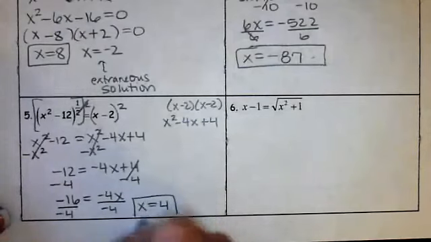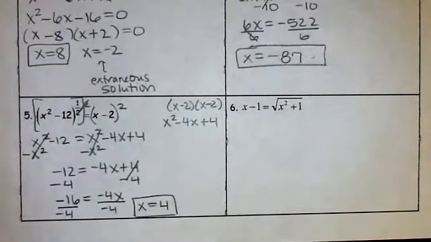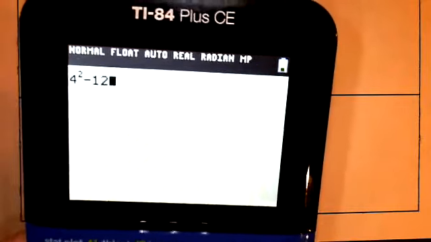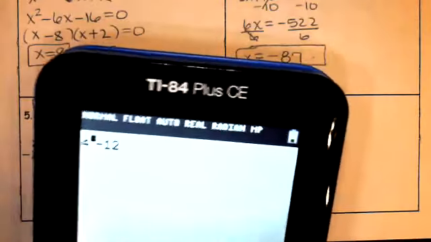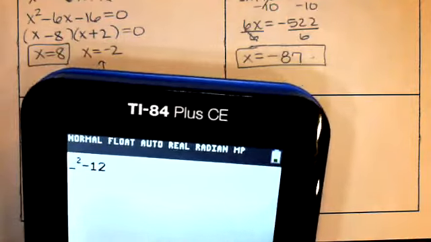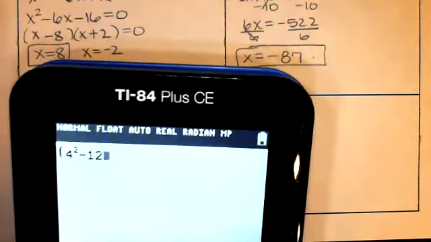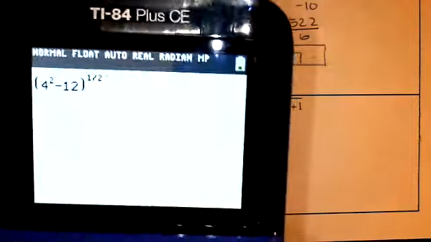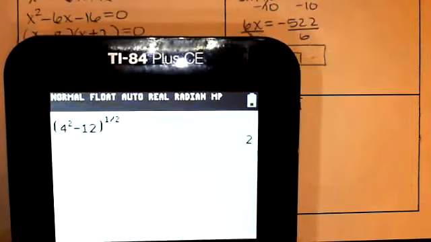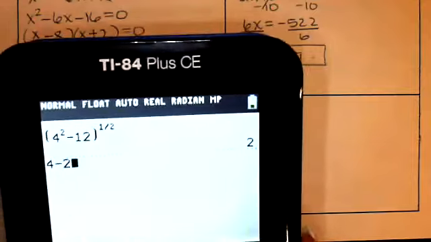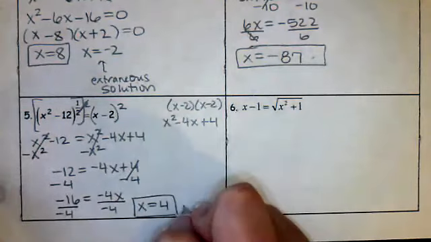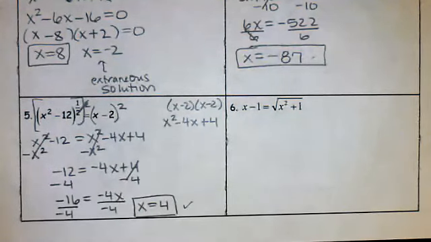We plug that in. And we get 4 squared minus 12, and I forgot to put the parentheses in there, raised to the 1/2 power. There's my left-hand side, and my right-hand side would be 4 minus 2. And both of those are equal to each other, so I know I've done it correctly. That works. All right, we've got another one to try here.